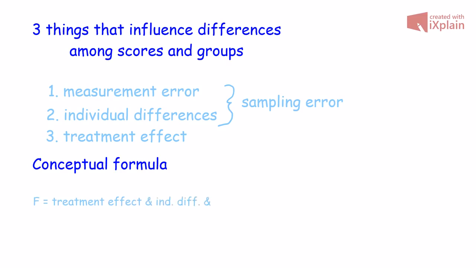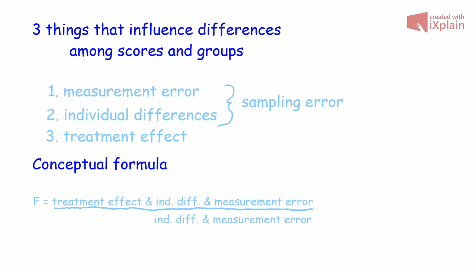So it's the treatment effect, F. F is the symbol that we use for ANOVA. Now, why does F signify ANOVA? Well, the person who came up with the ANOVA statistical approach, his name was Fisher, and so we call this an F test. That's why whenever we're computing ANOVA, the symbol will be F.